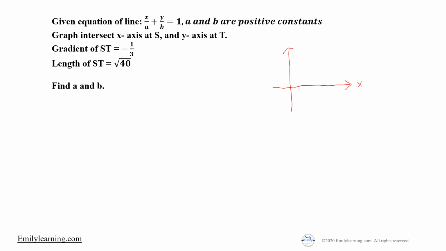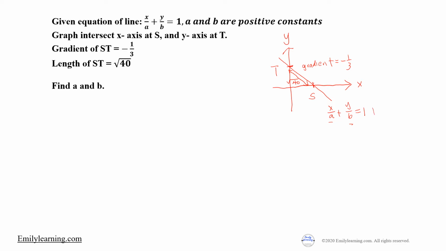So let's do a very rough sketch of this. So I have a line which has the equation x over a plus y over b equals to 1. Okay, and I know it will intersect the x-axis at S and the y-axis at T. Okay, I know the gradient is equals to negative 1/3. And the length of this is root 40. So with this information here, I am asked to find the values of a and b.